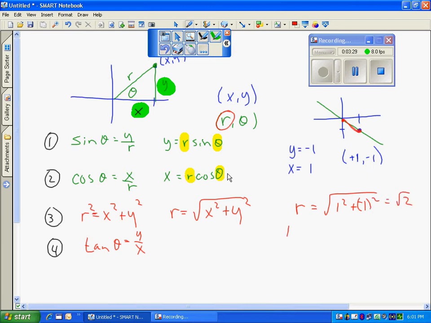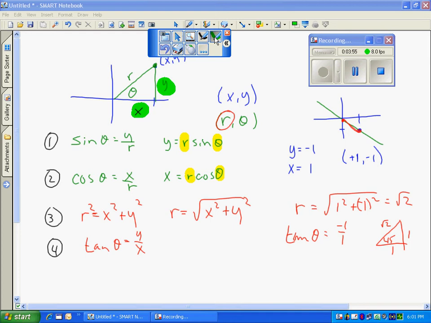Well, the tan of theta is equal to y over x. And x is a 1, so that's negative. So in other words, when I undo the word tangent, what do I get 1? Well, that's a 45-degree angle. Tangent of 45 is 1 over 1. Now the problem is it's negative.